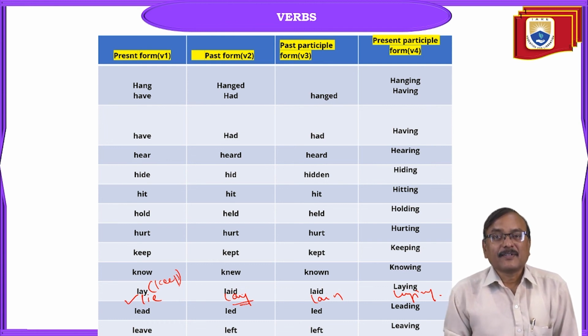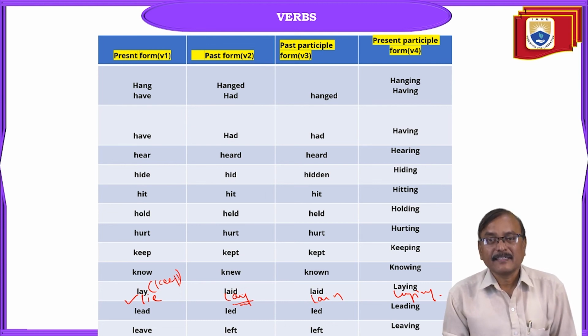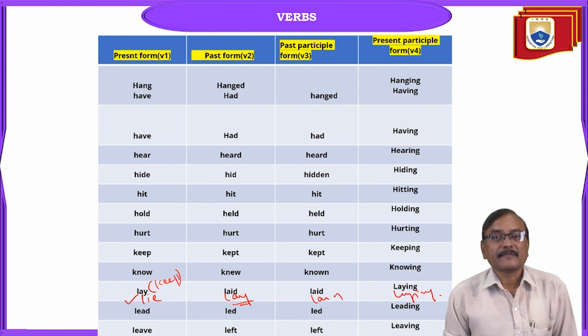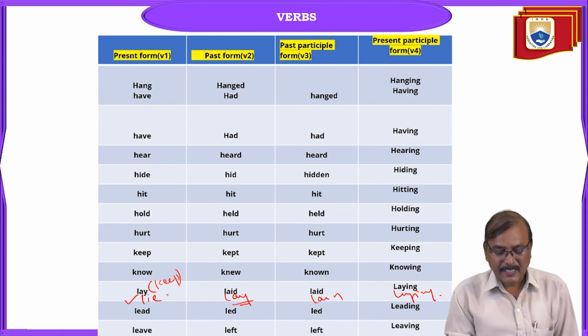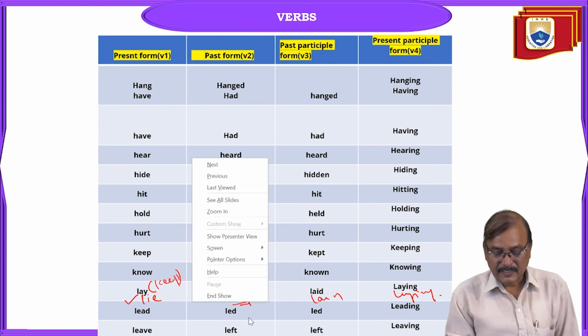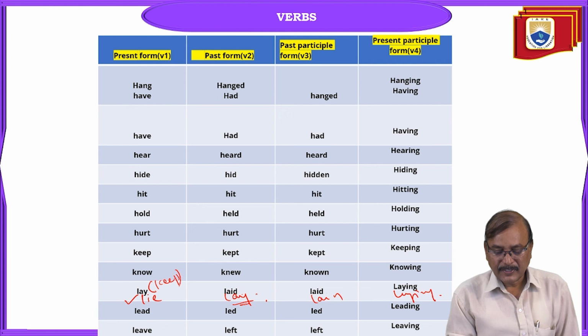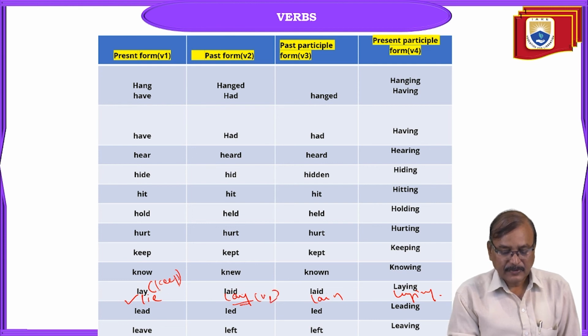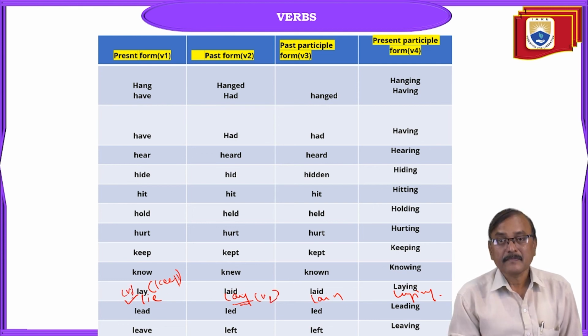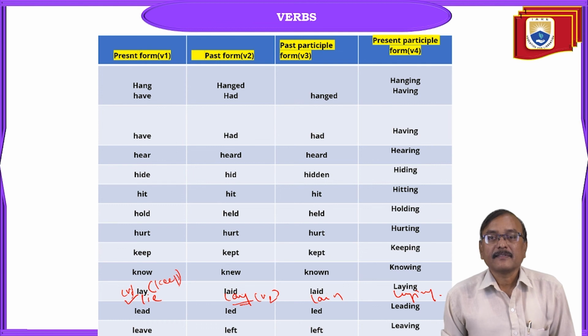Okay? So, don't get confused here in these areas because they differ. Spelling may be same here. This lay, here it is V1 form, here it is V2 form. Is it clear? Here it is a V2 form, here it is a V1 form. Okay? So, you should know the difference also. Right.